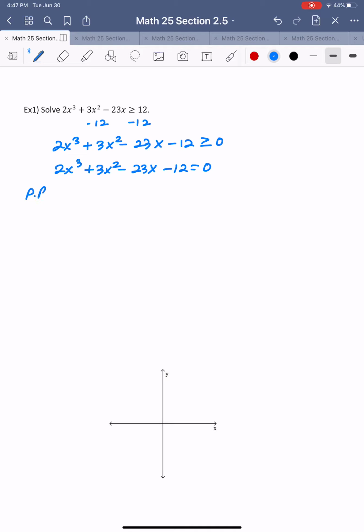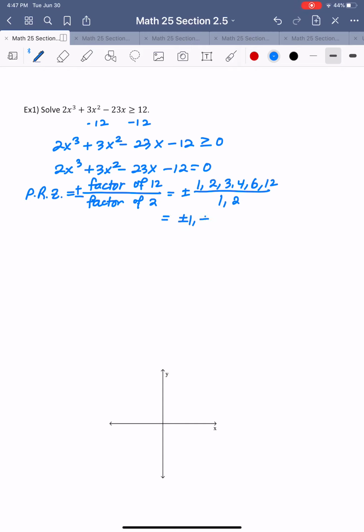So the possible rational zeros will be plus or minus factors of 12 over factors of 2. 12 has factors 1, 2, 3, 4, 6, and 12, and 2 has factors 1 and 2. So we have plus or minus 1, 2, 3, 4, 6, 12, 1/2, and 3/2. That's all, right? Now we want to check them out.